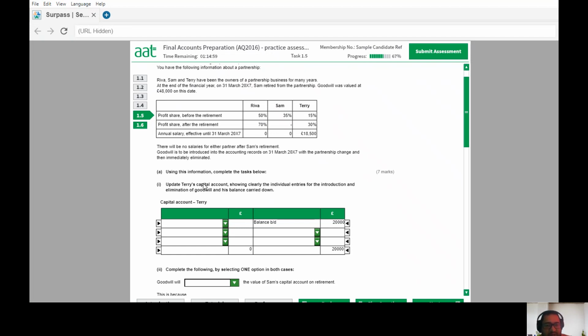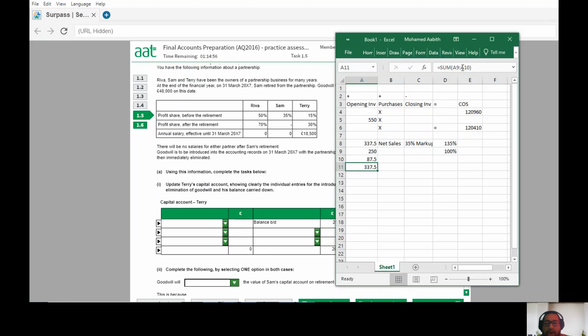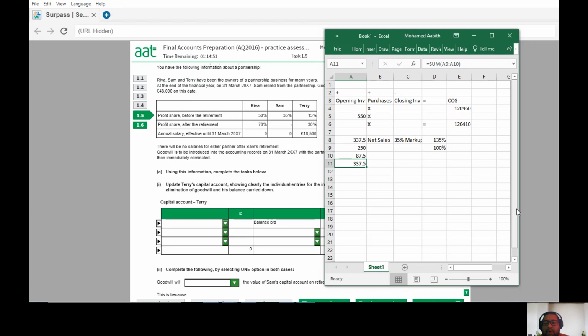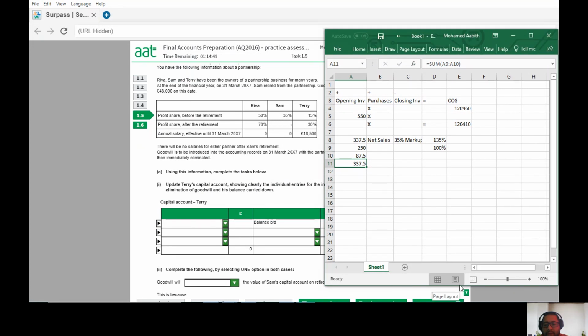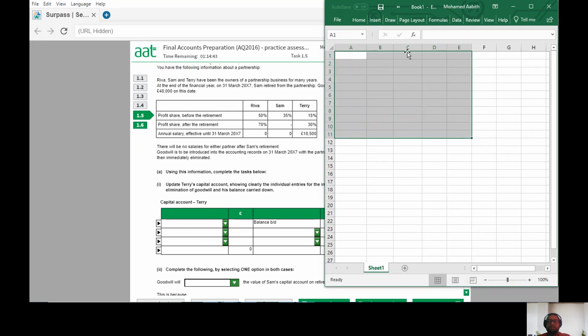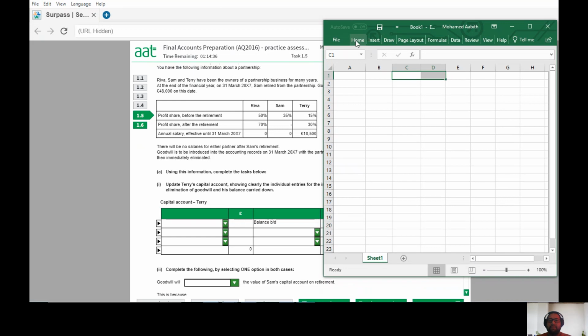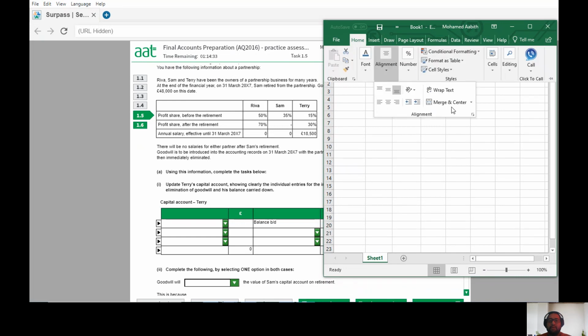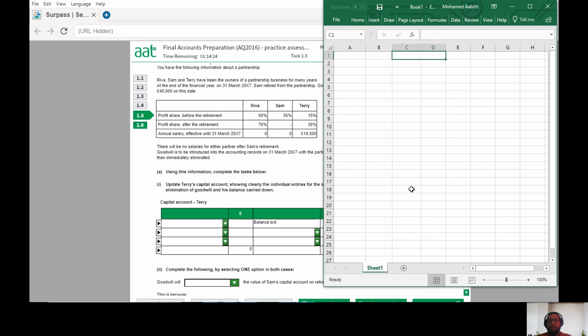For that, I'm going to bring the spreadsheet up on the screen to show you how it looked before and how it looks after. We're going to do the goodwill account first. Let's delete all of this. Oh, it's not letting me for some reason. Here you go. So this is the goodwill account.